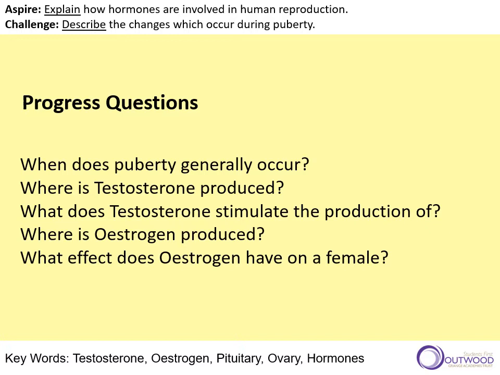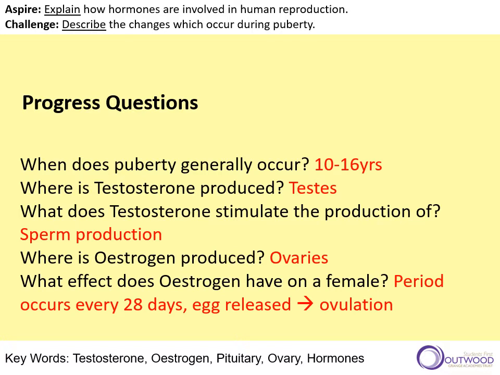Okay, so let's go through some of these answers. When does puberty generally occur? Between the ages of 10 to 16. Where is testosterone produced? It is produced in the testes. What does testosterone stimulate the production of? That would be sperm. Where is estrogen produced? That would be the ovaries.